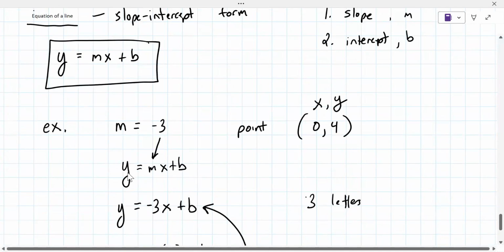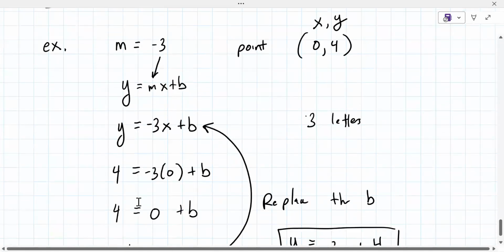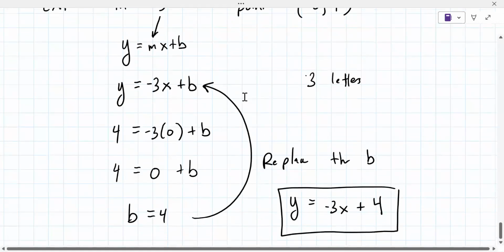So let's take a look at what we did. We wrote the equation. We put the value in for M. We use this point to solve it, like you said. Get that B value and put it back in.